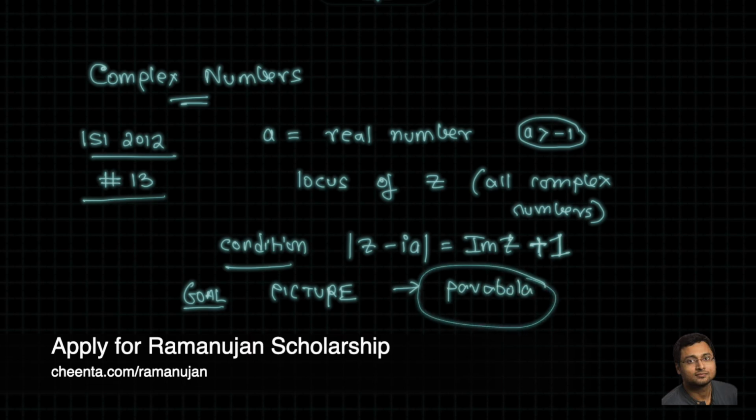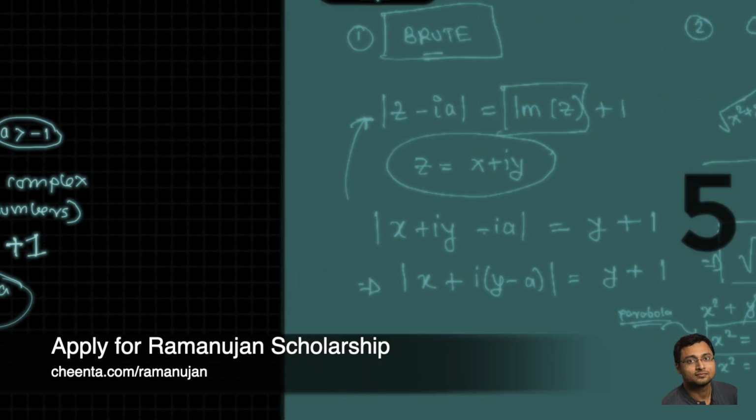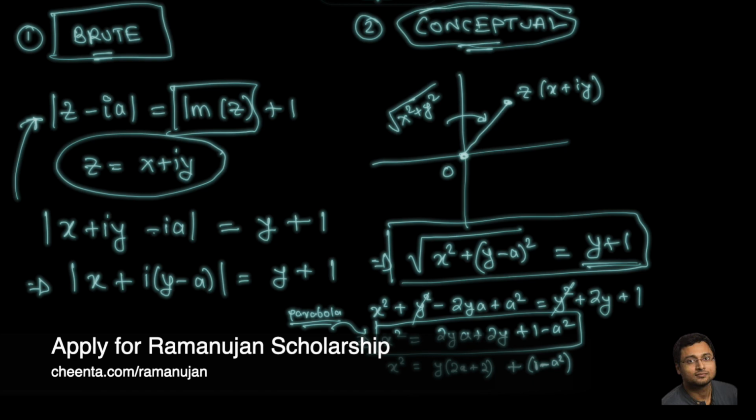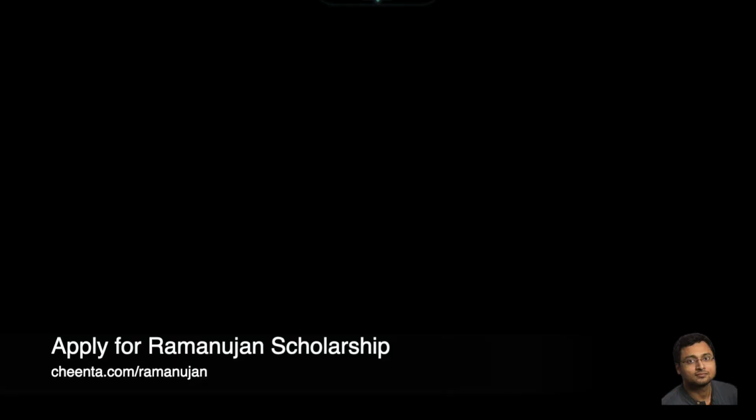Now you have to be careful to understand it from the conceptual part as well. Because certainly this brute force method will work and it will give you the final expression, but the conceptual method is so much better. You will see it in a moment. Let's go to a new page and work with the conceptual method. So what is the expression? The absolute value of z minus ia equals the imaginary part of z plus 1, right?